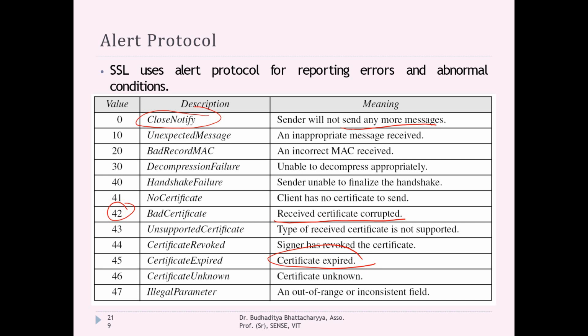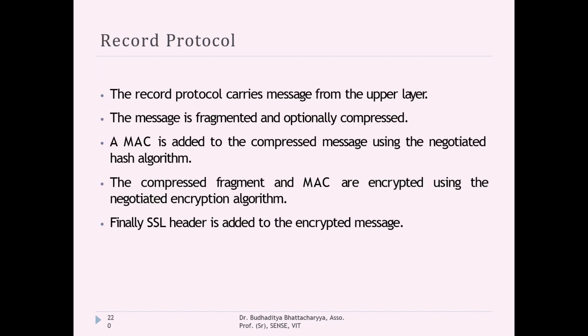So altogether, all these 3 protocols go to the record protocol. Because you can see in the record protocol, what happens? It carries messages from the upper layer. The message is fragmented and optionally compressed. A MAC is added to the compressed message using the hash algorithm.